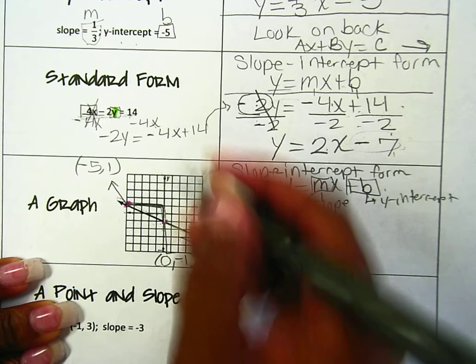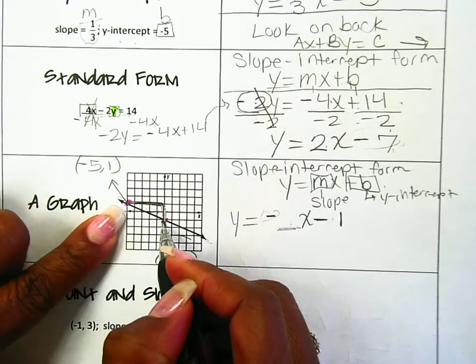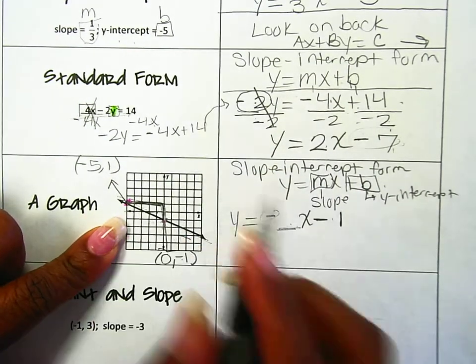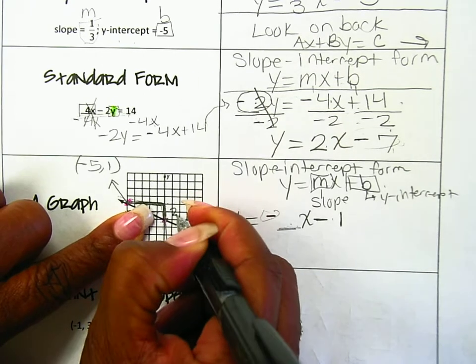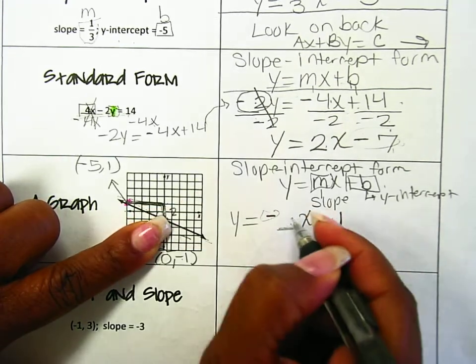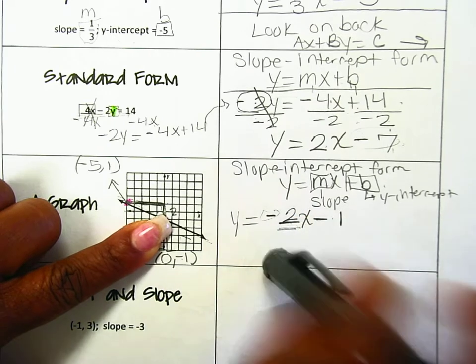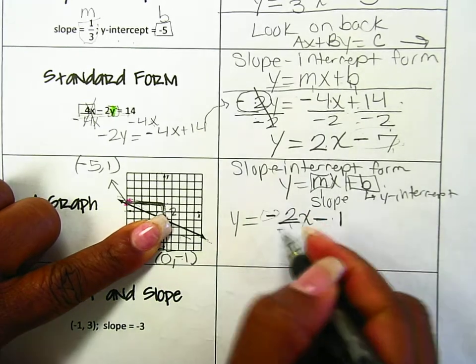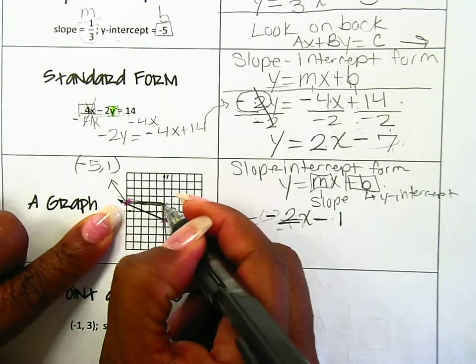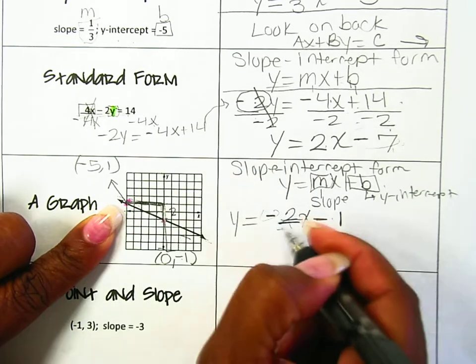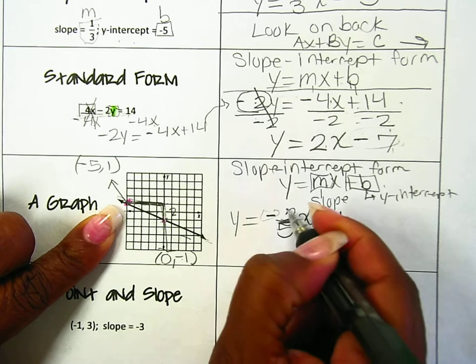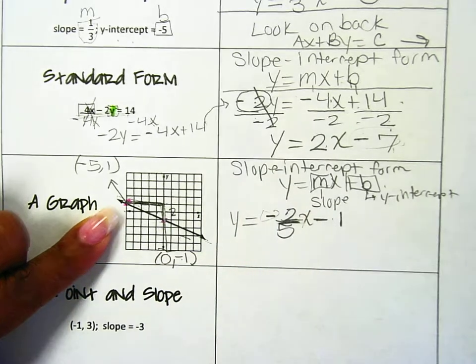Okay. So now I need to know how to get from this point to this point, what is my rise, what is my run. So I go up 1, 2. So this right here is 2. That's my rise. So I'm going to put a 2 over, erase that blank, 2 over, and my run is 1, 2, 3, 4, 5. So now I know my equation is y equals -2/5 x minus 1.